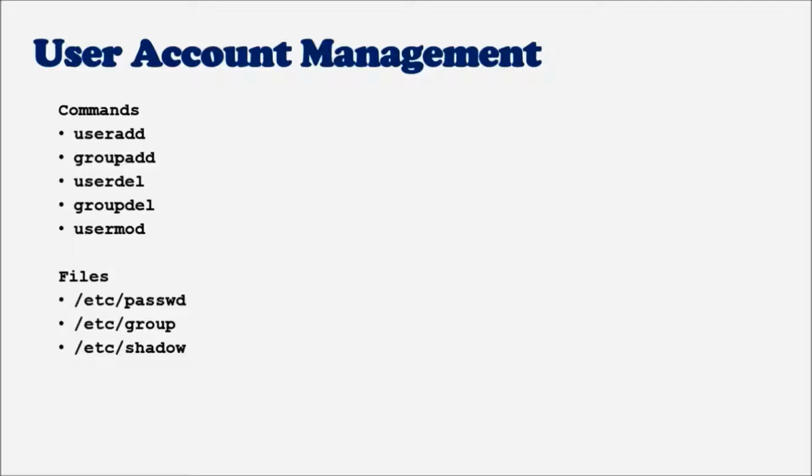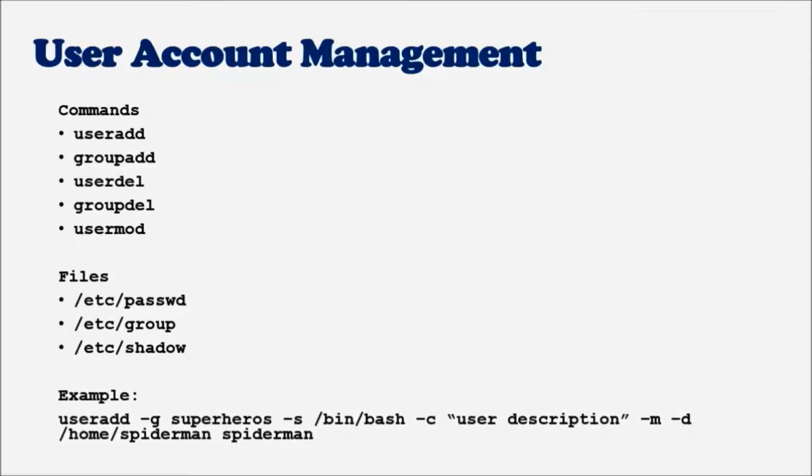The example to run a useradd command, which includes all the parameters that you have to define, is as follows. It goes with useradd -g with the option to add a group, -s to give a shell environment, -c to define the user description, -m -d to define the user home directory, and the name of the user.